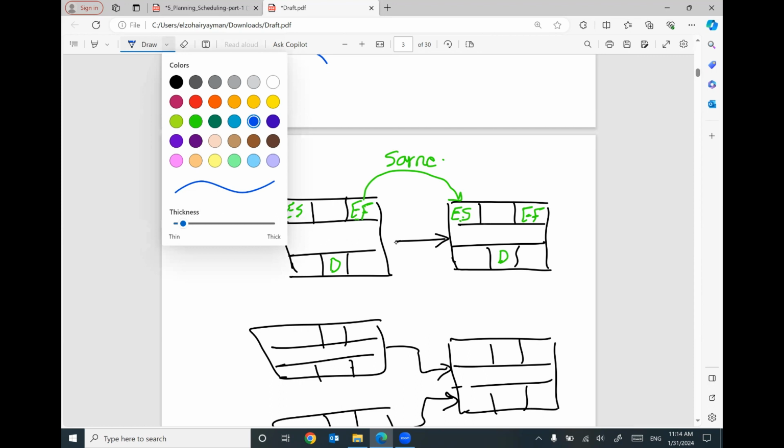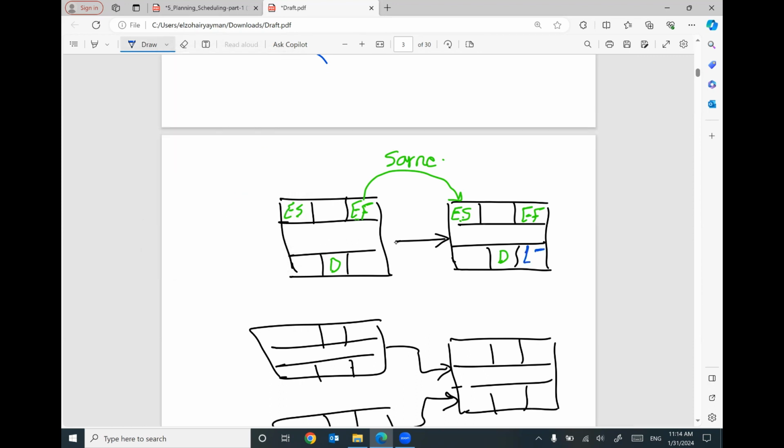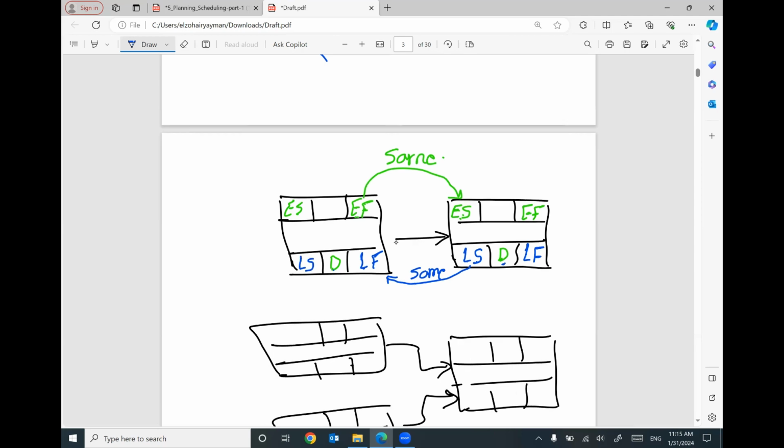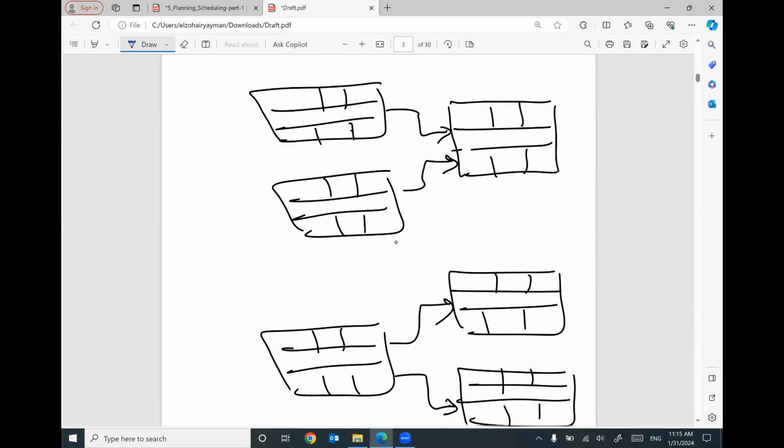In the backward path, this late finish minus this duration will give you the late start. This late start will be the same as this late finish. So this number will be the same as this number. Then late finish minus duration will give you the late start and so on. Does that make sense?